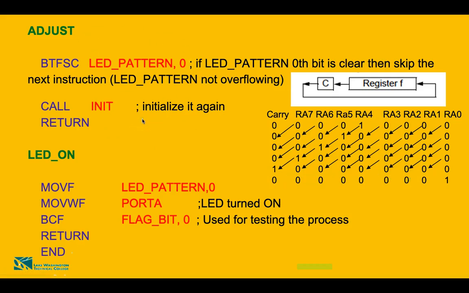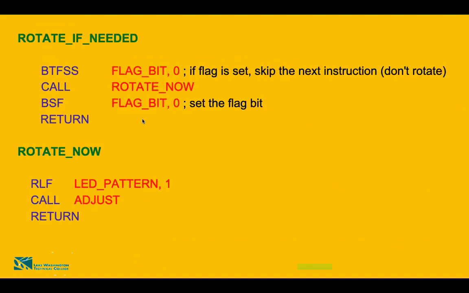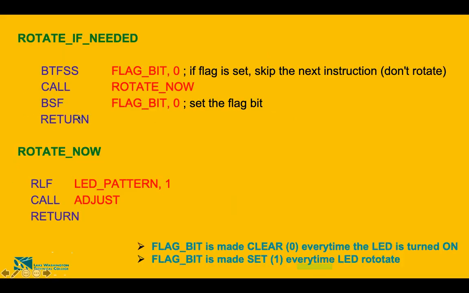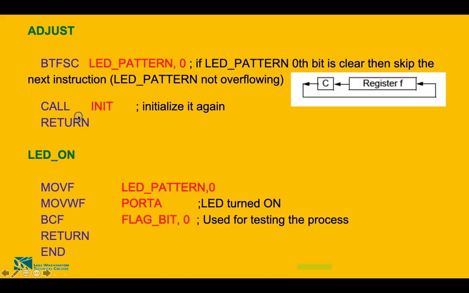If I move back to here in the beginning of the program, you see here, this was my INIT. And what did I do? Here I just moved this literal number to the working register, and from the working register to the LED underscore pattern. Okay. So if you have any confusion, just pause the video and see each of these labels and try to connect the dots on how this program is working.